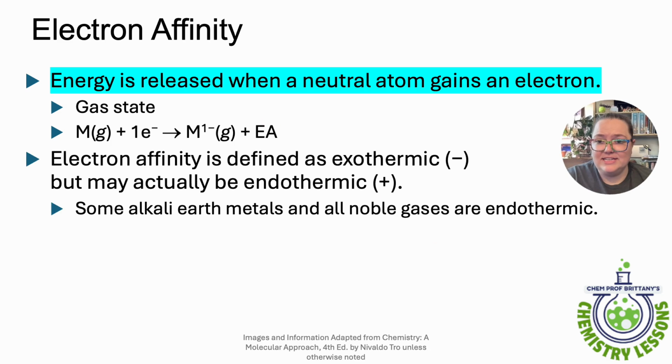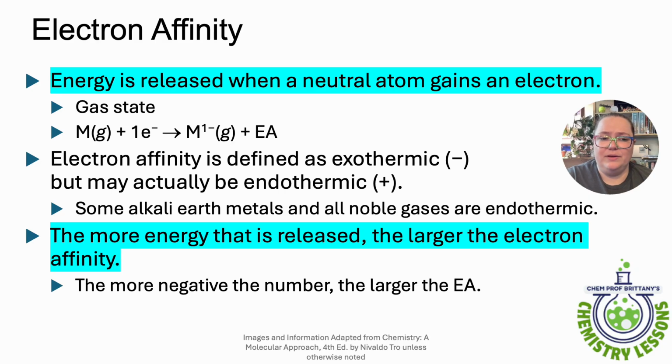So it's defined as exothermic. Sometimes it's actually endothermic, but anyway, we call it exothermic. There are some alkali earth metals and noble gases that are endothermic. But basically, the more energy that is released, so the more negative a number, the larger the electron affinity, the more that atom likes electrons.